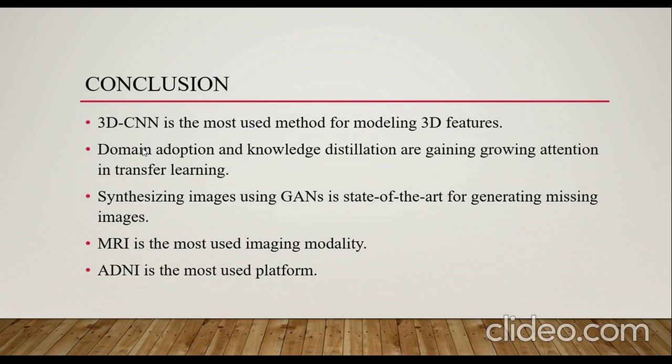In conclusion, to summarize our findings, 3D CNN is the most used method for modeling 3D features, while other methods that were used to overcome the big parameter problem for 3D CNN suffer from information loss. For reducing the overfitting problem, domain adaptation and knowledge distillation are gaining growing attention in transfer learning, where they prove to be of better results than other approaches.